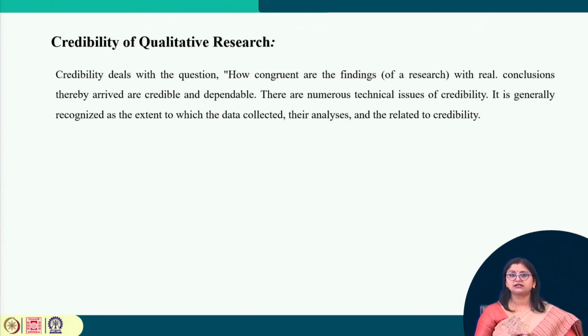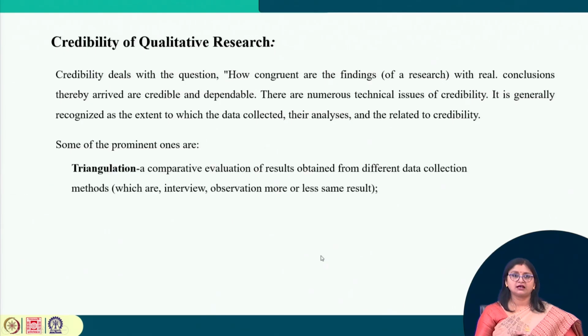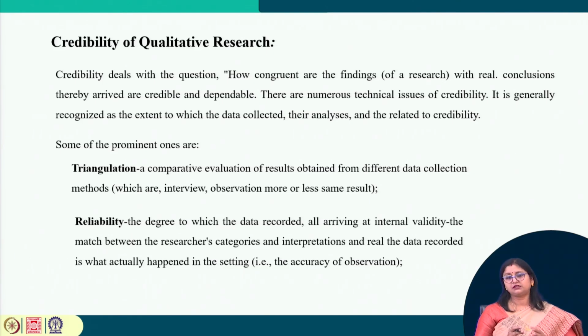There are numerous technical issues of credibility. It is generally recognized as the extent to which the data collected and their analysis are related to the credibility. Some of the prominent ones: the first one is triangulation, a comparative evaluation of results obtained from different data collection methods, which are interview, observation or more than two or other methods.